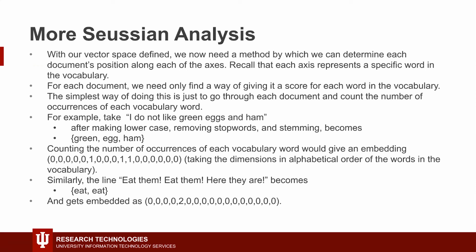So counting the number of occurrences of each vocabulary word gives us an embedding. So what are all these zeros? Why do I have those?